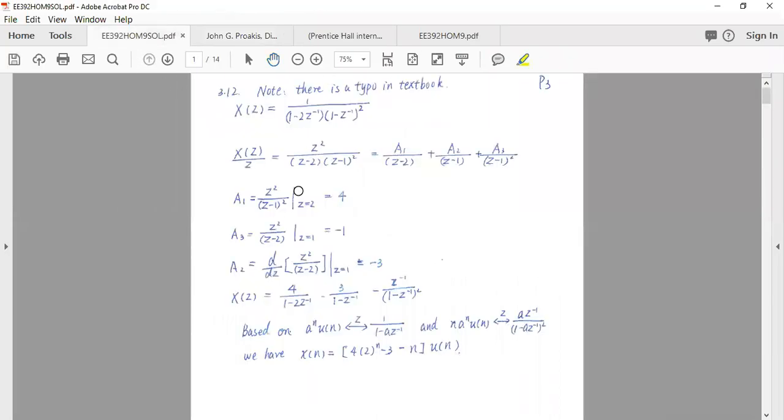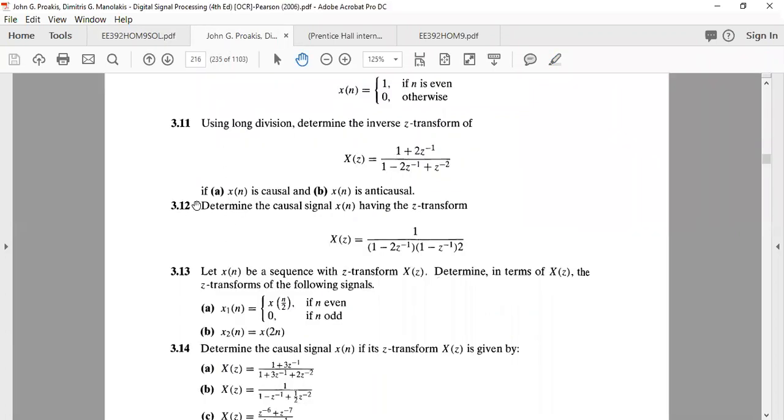Okay, so let's start with this tutorial. First question is question number 3.12. The question states: determine the causal signal x of n having the z transform X of z equal to 1 upon (1 minus 2 z to the power of negative 1) into (1 minus z to the power of negative 1) squared, right?